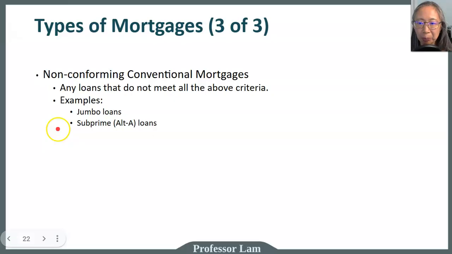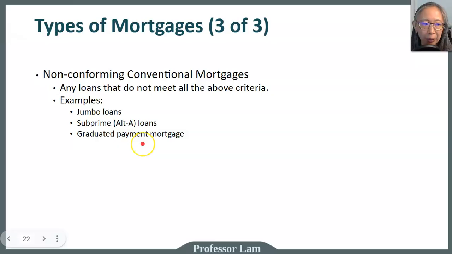Other loans include subprime. Sometimes they are called Alt A. So A means good credit. Alt A means not very good credit. Subprime loans are for borrowers whose credit scores are below the 660 that is required by Fannie Mae and Freddie Mac. And these are issued not by the government, so they are conventional. There are other types of loans. We'll explain what these are.